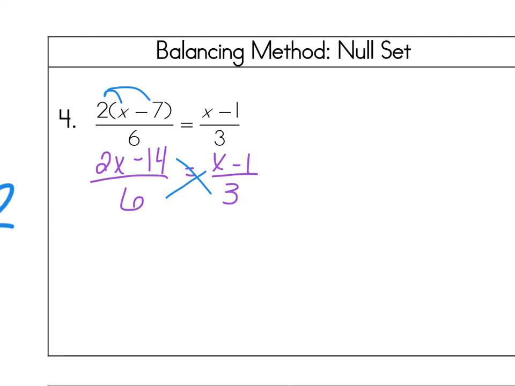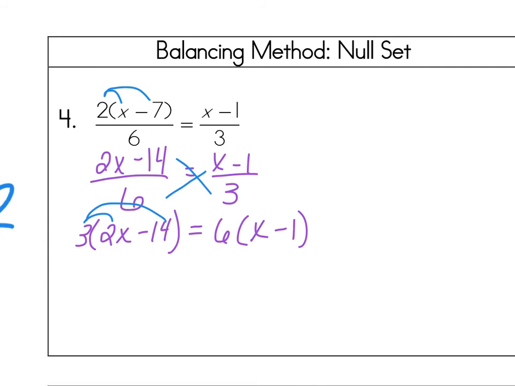So let's multiply first. 3 is going to be multiplied by 2x minus 14. And on the other side, we will get 6 times x minus 1. So notice how I use those parentheses to show that I have to distribute. So let's go ahead and do that on each side. I have to distribute the 3 on the left side and the 6 on the right side.